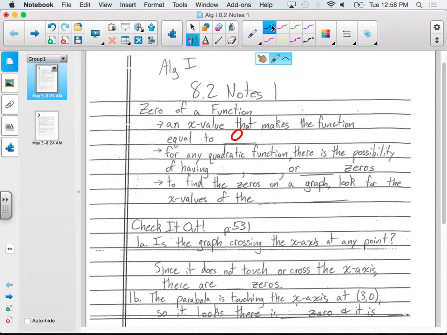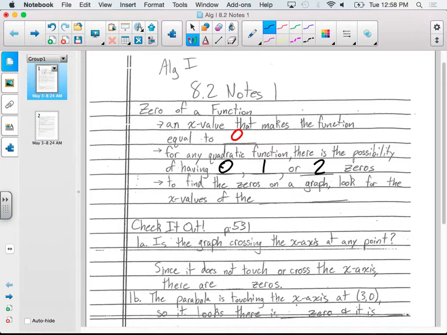So just from those we can say that for any quadratic, there's a possibility of having 0, 1, or 2 zeros. Could it ever have 3? Nope, not for a quadratic. What if it was sideways and one line was going all the way through? That wouldn't be a quadratic function.